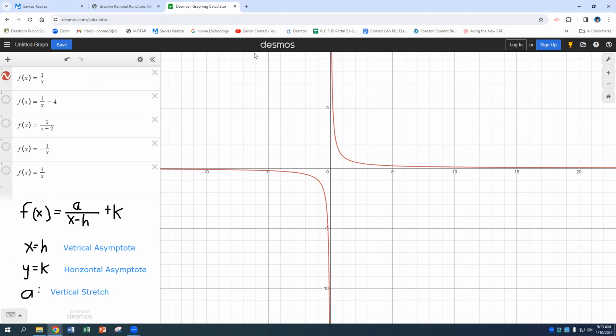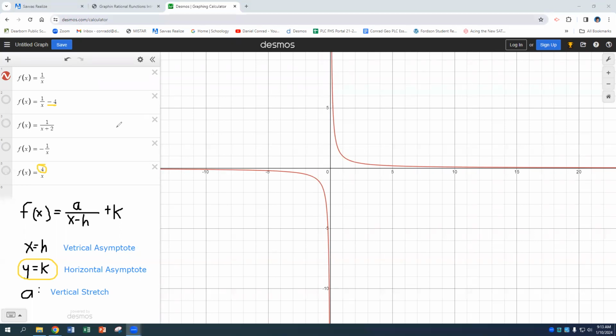Okay, so our components here, the k outside, as an example over here, that's our horizontal asymptote. So y equals k. Our vertical asymptote is x equals h. So it's whatever makes the denominator 0. The value of x that makes the denominator 0 is one way to think of it, or you can think of it as h. And then A is our vertical stretch. So in the example here, we had a vertical stretch of 4. Okay, let's look at some examples now.